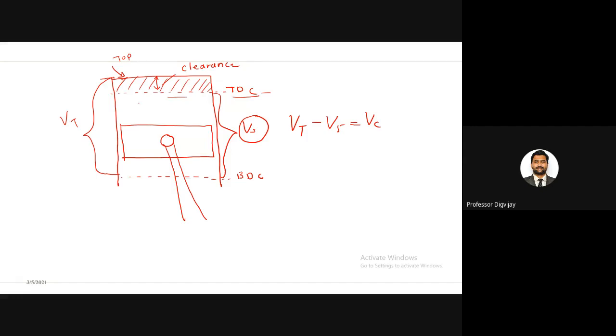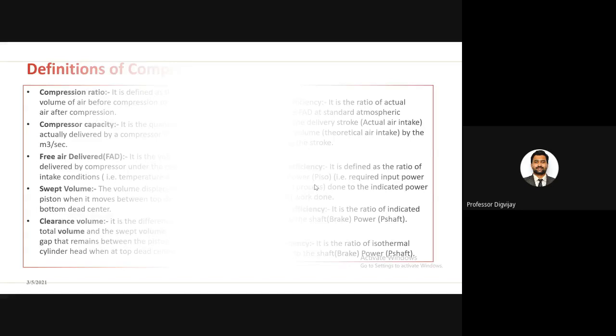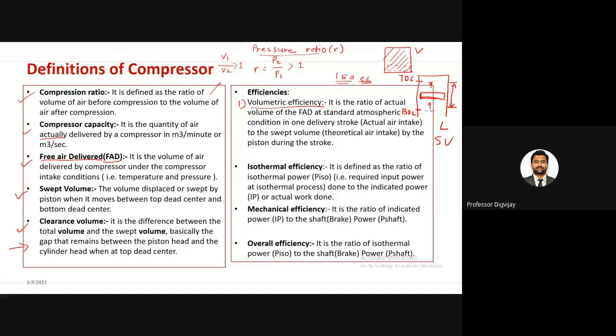But in actual practice, what happens? The volume of the air, sometimes it is higher, sometimes it is lower. So in that case, what they are saying here, it is the actual volume. Suppose I denote VA as the actual volume of air delivered and VS as the swept volume. This ratio they refer to as volumetric efficiency. It is the ratio of actual volume to the swept volume. So VA divided by VS is your volumetric efficiency. This is denoted by the efficiency sign and V.